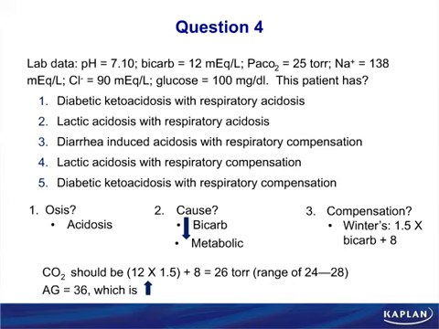So this is a mud pile. That eliminates diarrhea, but it doesn't eliminate lactic acidosis and diabetic ketoacidosis. How am I going to separate them? I look at that glucose, it's only 100. Well, then this is a lactic acidosis with respiratory compensation. This is not a diabetic ketoacidosis with a glucose of 100.